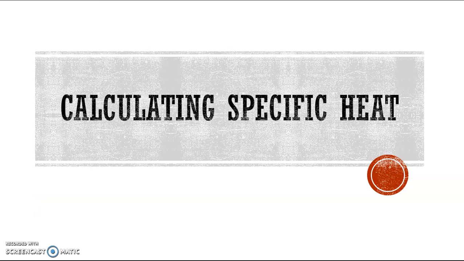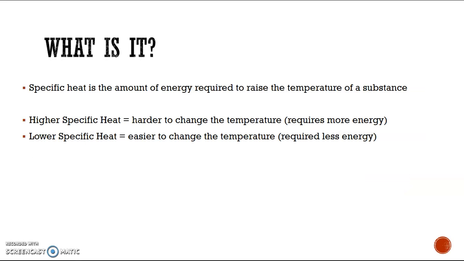Now that you have learned about specific heat, let's get more into detail about how to calculate it. So let's start with a reminder. What is specific heat? Specific heat is the amount of energy required to raise the temperature of a substance. What that means is if a substance has a higher specific heat, then it is harder to change that substance's temperature, meaning that it will require more energy to get its temperature to change. And on the other hand, if a substance has a lower specific heat, then it's much easier to change that substance's temperature, and it will require a lot less energy.